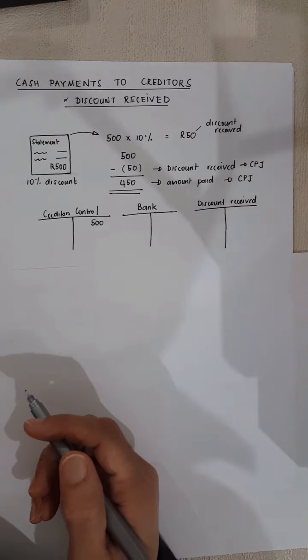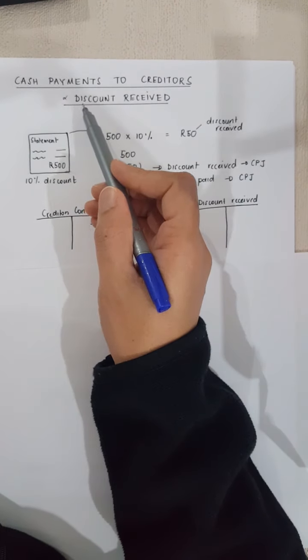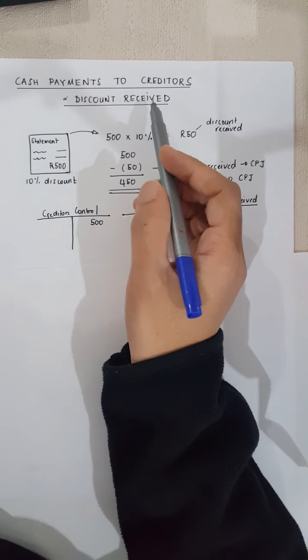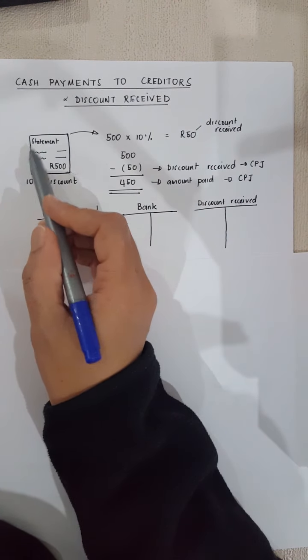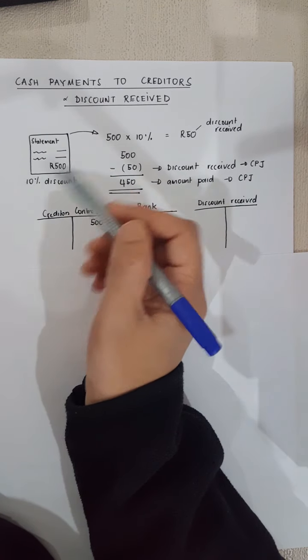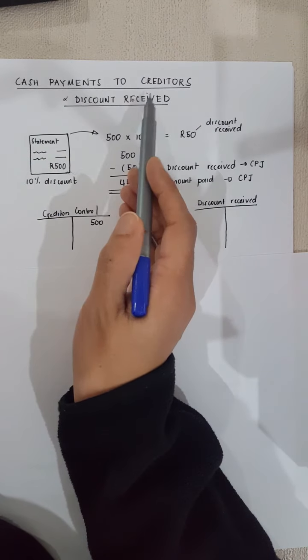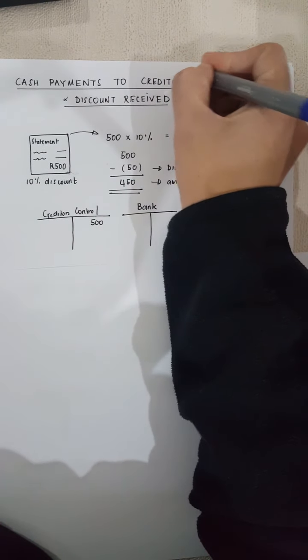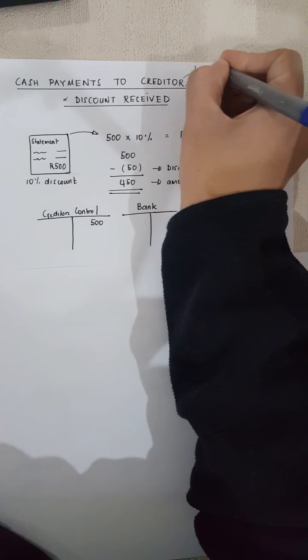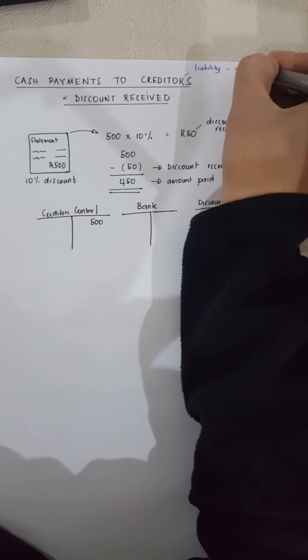Today we're getting on with creditors, and we're doing cash payments to creditors and a discount received. So when our creditor sends us a statement, sometimes they send you a statement at the end of the month, sometimes after 2 weeks. It depends on the creditor. So the creditor is somebody, it's a liability. Remember, a creditor is a liability and we owe them money.